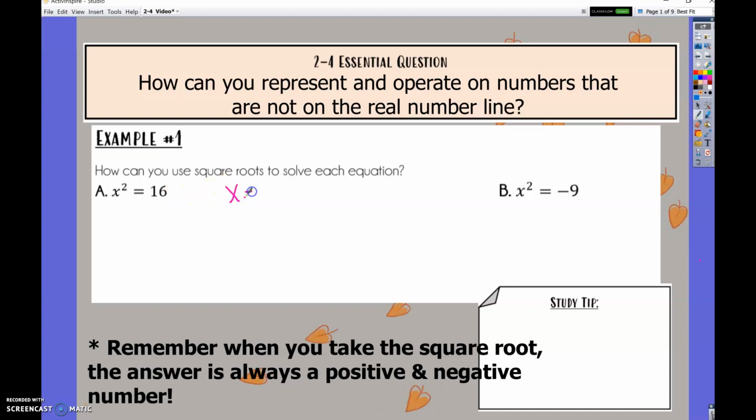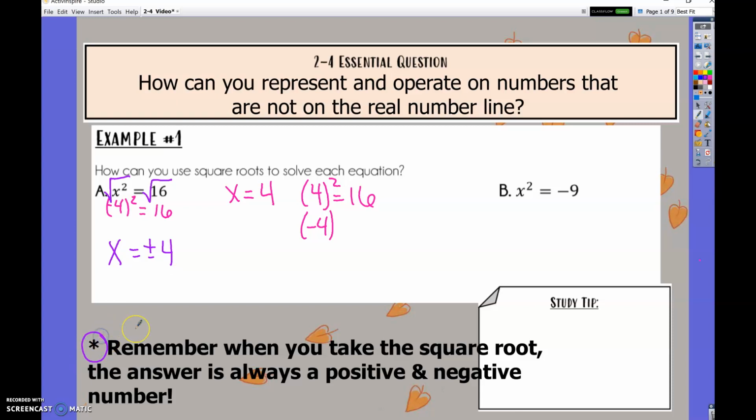Many people, when asked about this and what the solution might be, would say, oh, x is 4, because 4 squared makes 16. However, it's important to note that putting in a negative 4 would also work for x, because a negative times a negative would make a positive. To solve this, we might say we want to cancel out the square power here, so we're going to square root both sides. That would mean x equals plus or minus 4.